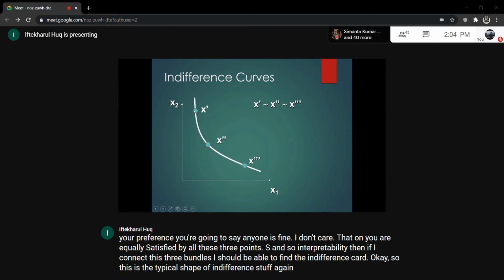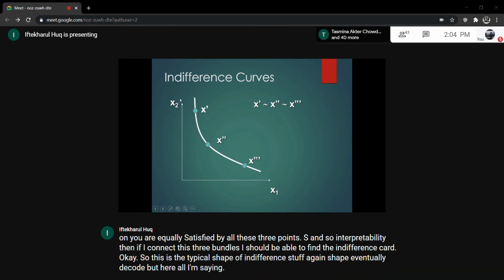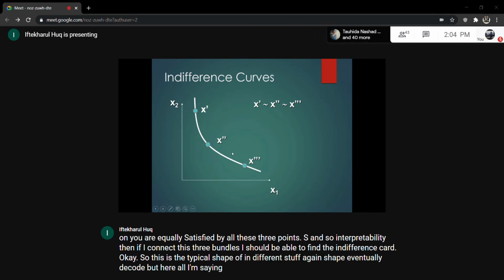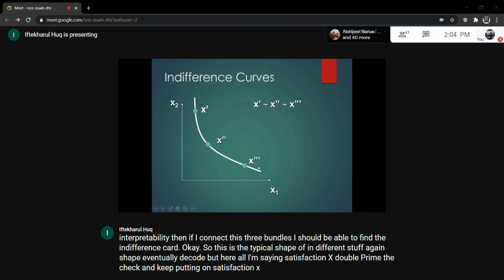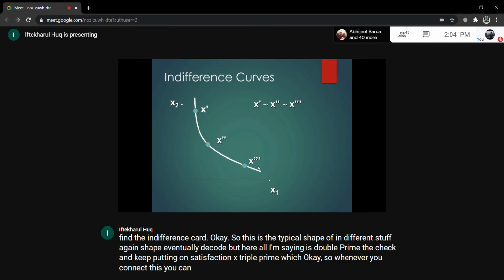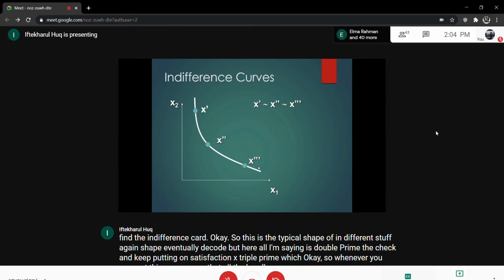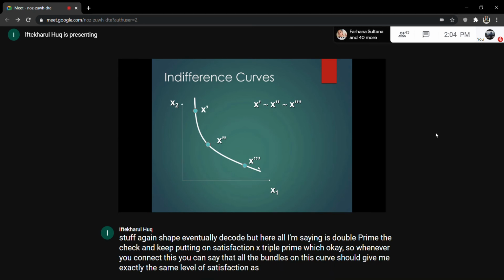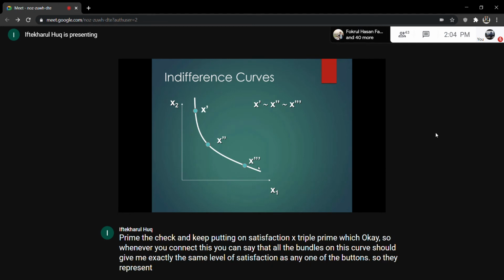The shape can be different, we will see that eventually, but here all I'm saying is that the satisfaction x prime gives you is the same as x double prime gives, the same as x triple prime gives. So all the bundles on this curve give me exactly the same level of satisfaction as any one of the bundles. They represent the indifference curve.